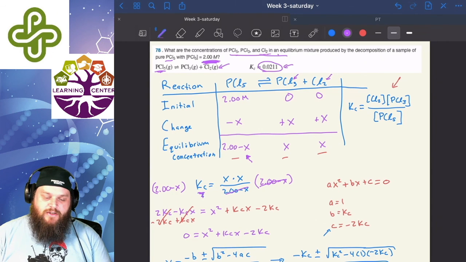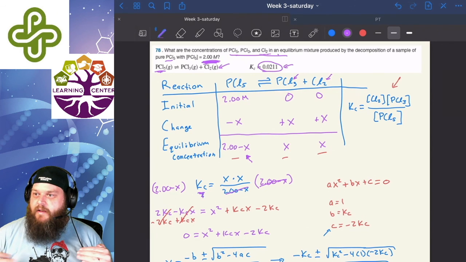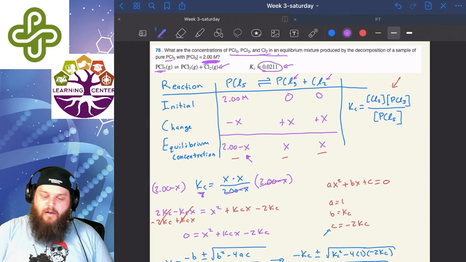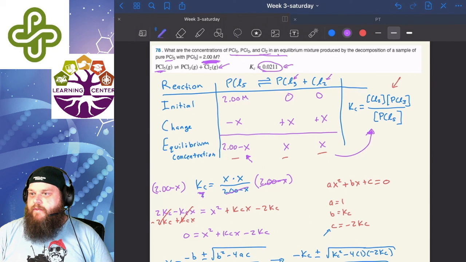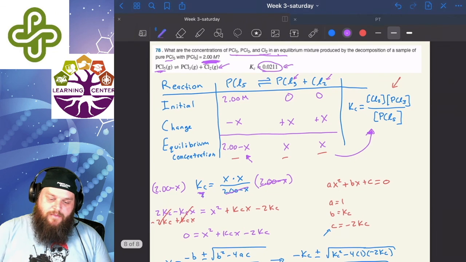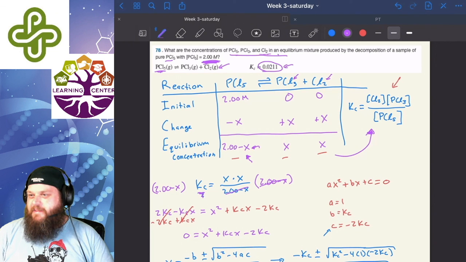The change is what's changing. Usually the reactants are going down by X or some multiple of it. The products are going up by similar amounts, either X or some multiple of it. And then we can add those top two rows together to get the equilibrium concentrations. And then it's just plugging all those values into this equilibrium concentration equation and solving for that X value. If you're lucky, sometimes if X ends up being a really small number, we can negate that part of it and simplify things a lot.